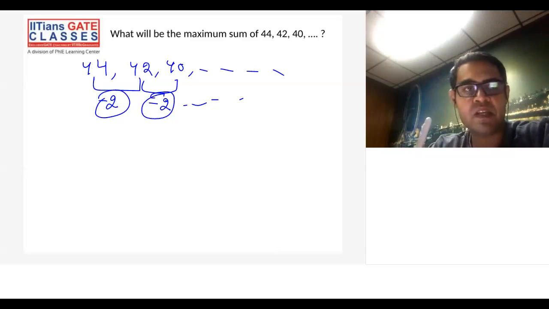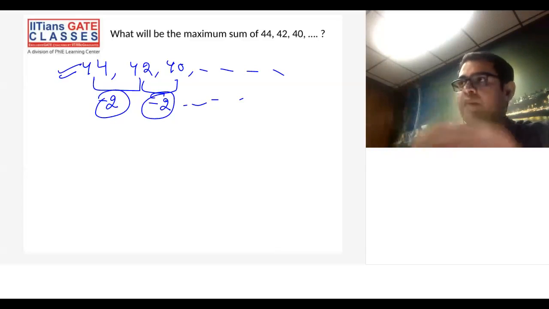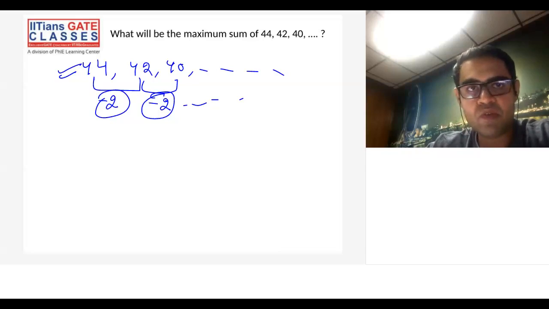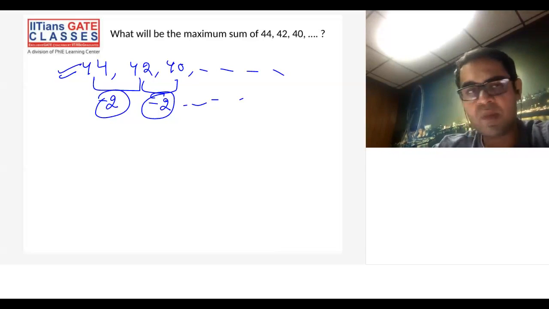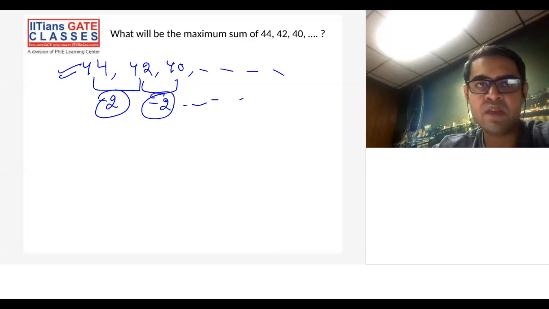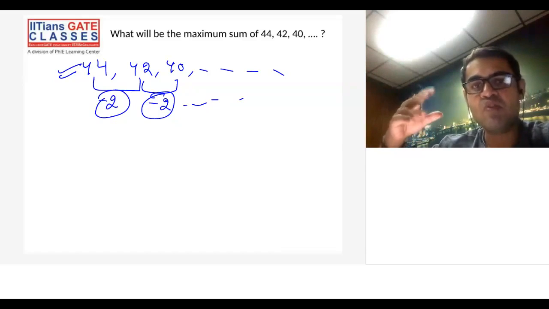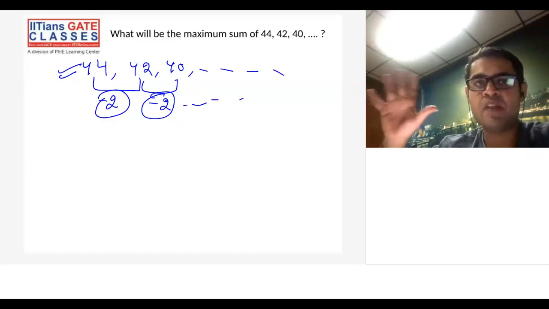The difference is constant and it is minus 2, so we can say that definitely this series is an AP series. Okay, now to understand the question, what will be the maximum sum? So 44 then this, and you see that this is a decreasing AP series, right? So eventually it will cross the zero value and go to the negative side. So we don't want to go to the negative side. The reason is that will actually reduce your sum. Okay. So if you include terms which are negative, that will reduce your sum, right? So we want only positive terms in the series.